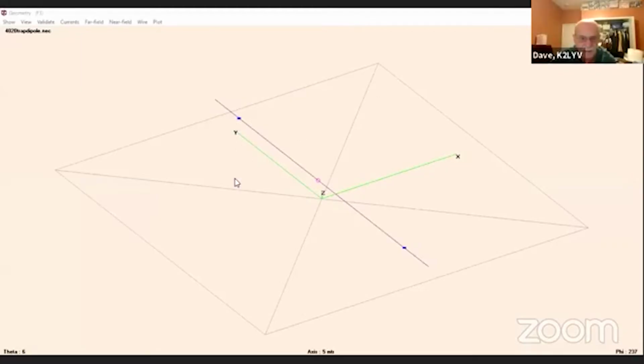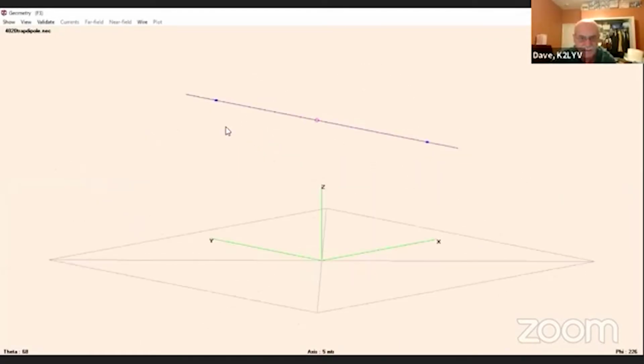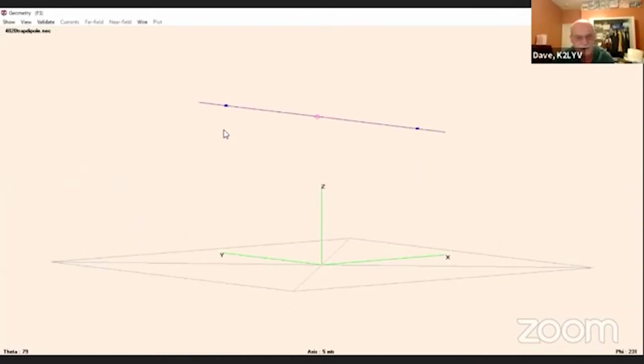So this is what the antenna looks like. That's the geometry model. You can see it's got a wire from the end to the trap, from the trap to the center, and the same outside.